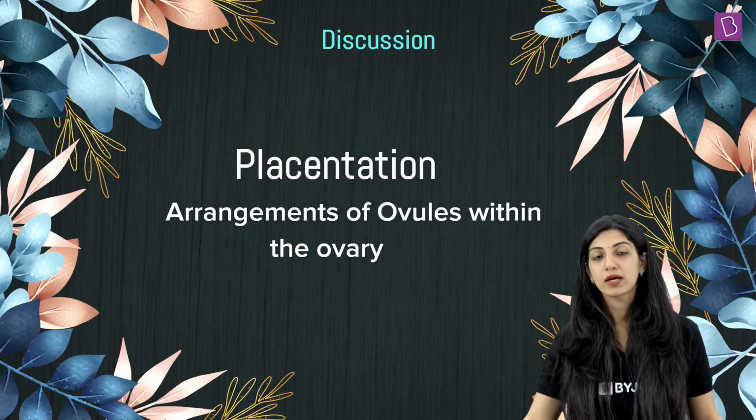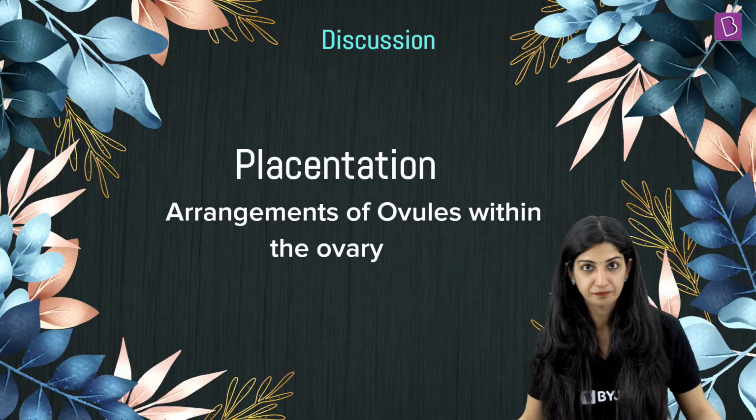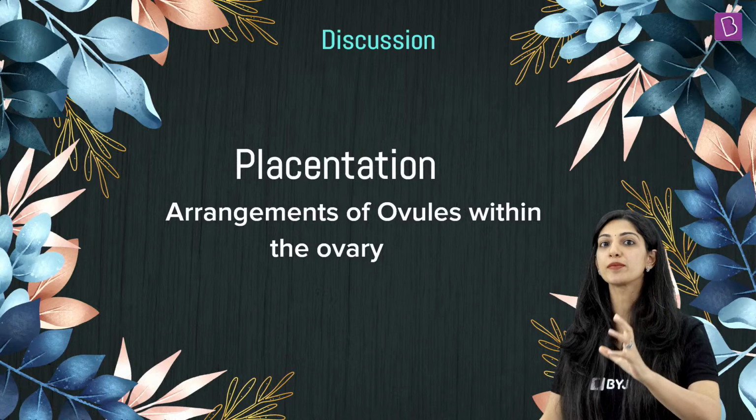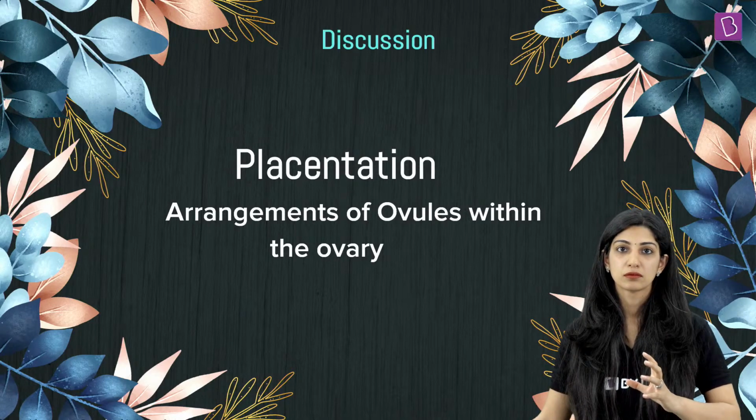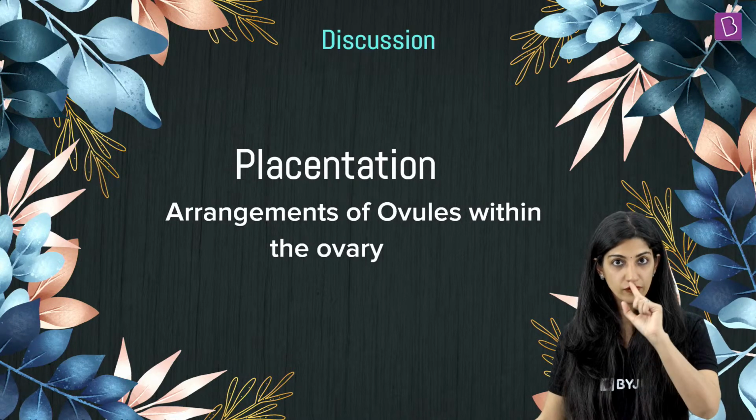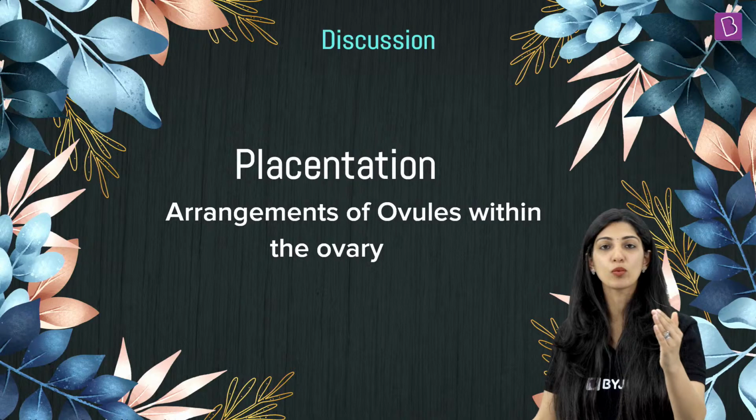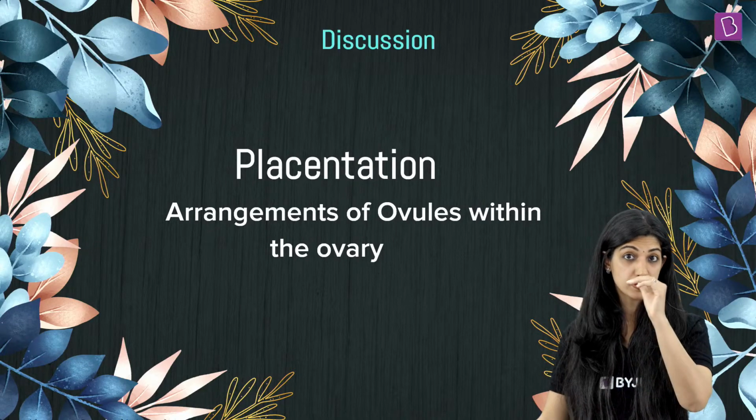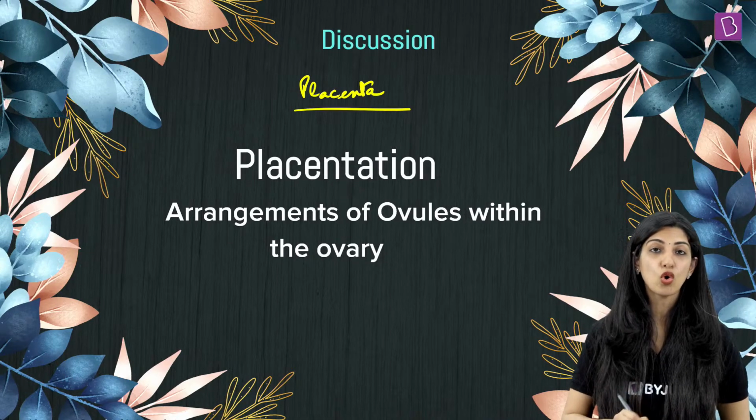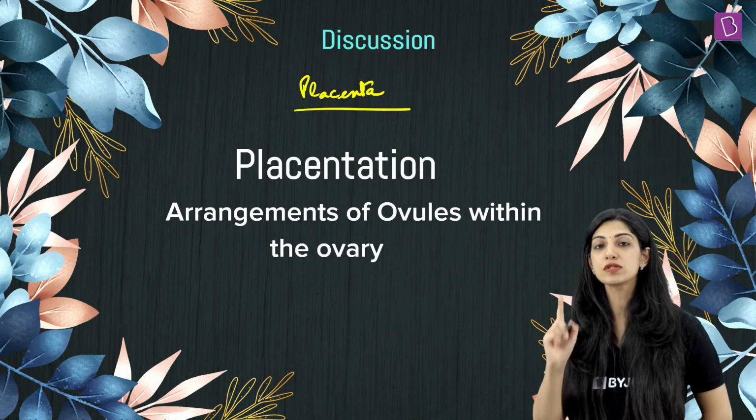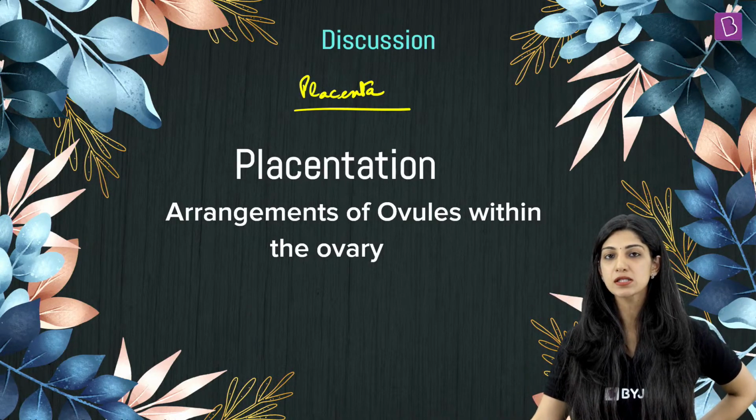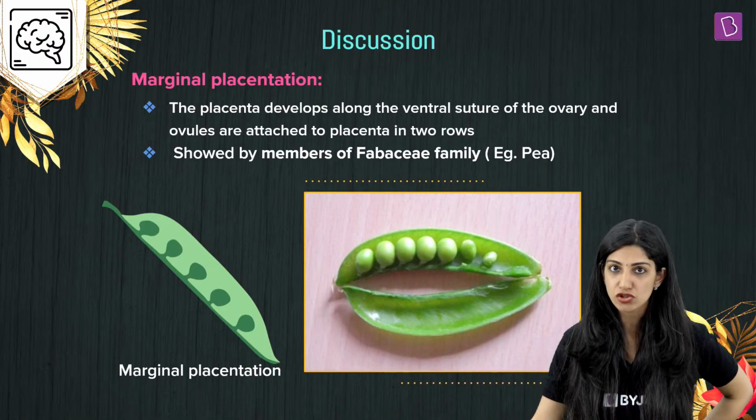Good. Now, coming to the topic of placentation. What is placentation? We are now in the zone of reproductive part of the flower. Register that. Till now we focused a lot on the vegetative parts. Now we are talking about the stamen and now the placentation. You know what is placenta? The tissue lining the ovary. How are ovules arranged? What is the manner of arrangement of ovules along the placenta in the ovary? That is placentation.